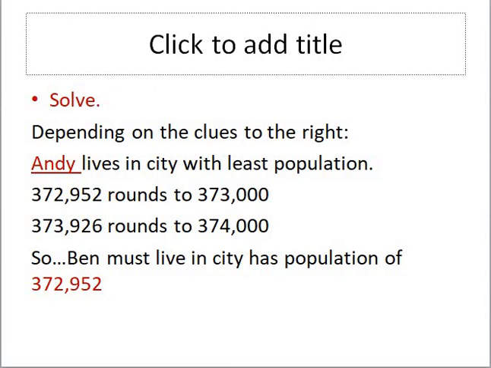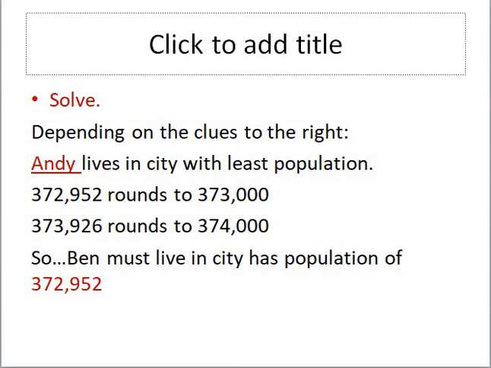Now, how to solve? Depending on the clues, as I said, you put the three populations. Then what do we need to find? The population of Penn's city. You have to write Penn's. Then in solve, you have to write Andy in the first space, because they say that Andy lives in the city with the least population. Then they say round the remaining population to the nearest thousand.